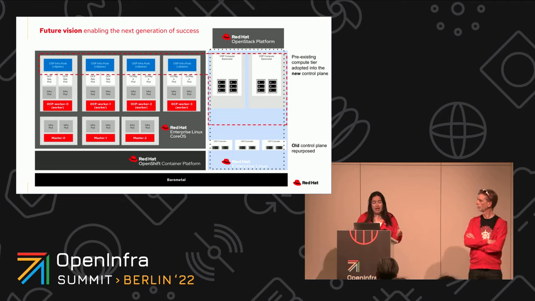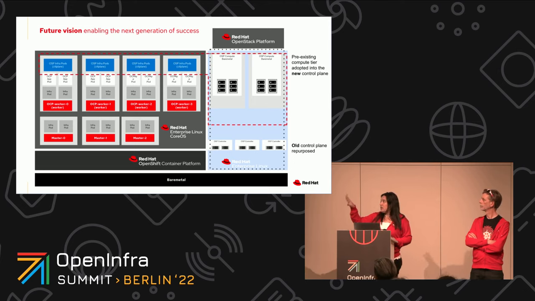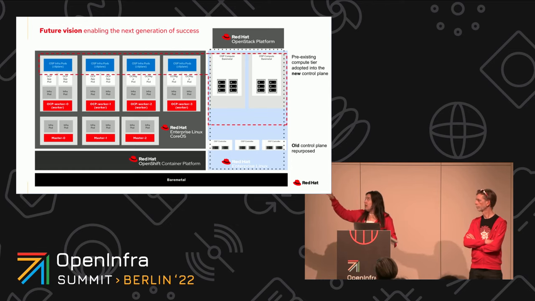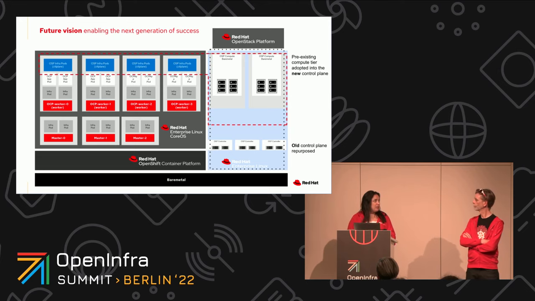In addition to that, and maybe Eoghan can expand, we'll be using OpenShift to manage the compute tier and then leveraging Ansible to do the automation for the management of the compute tier once that is adopted to the new compute tier. Ansible is very good at automation, so that is something we definitely will leverage.